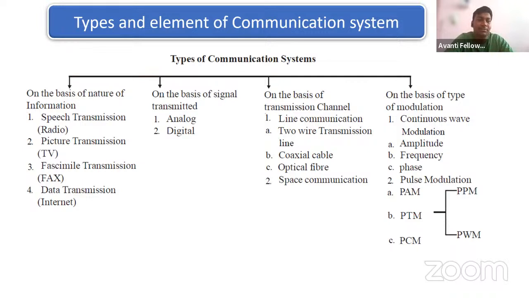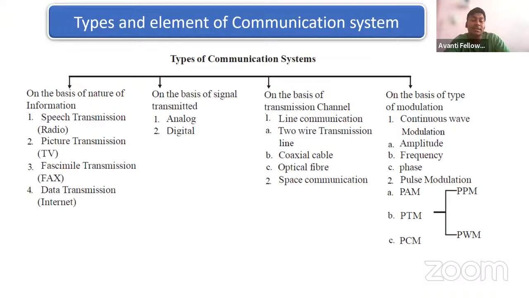First, on the basis of the nature of the information, speech transmission can be done in the form of radio signals, picture transmission in terms of television signals, that is TV telecasting, and facsimile signals, that is the fax. As you already know, we can transfer a document by using the fax, and data transmission is in the form of the internet, as you are using on your mobile phone. Picture transmission and fax transmission can all be done by internet transmission.